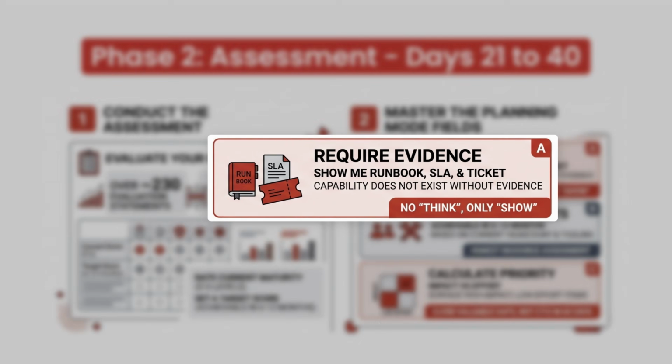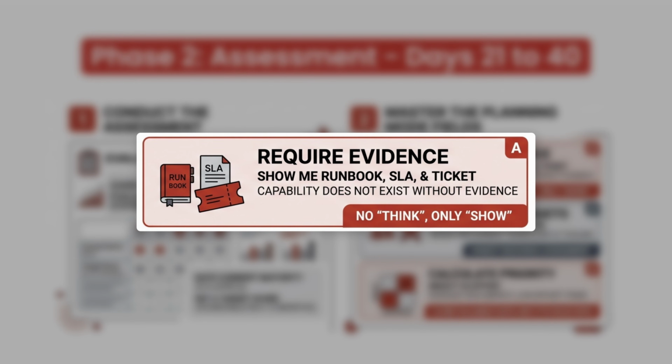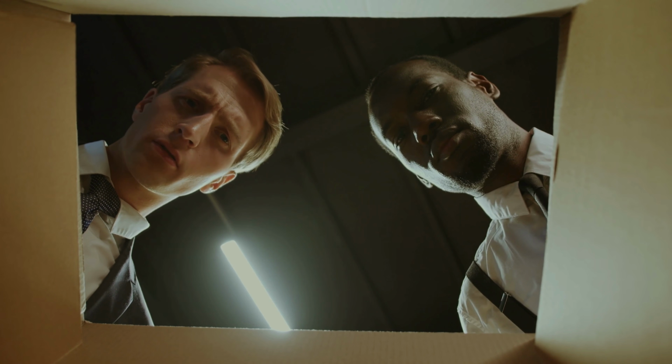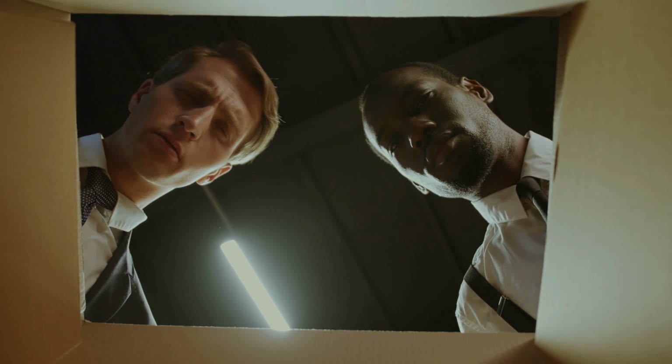First, we have evidence, not what we think we are doing, but show me what we're actually doing. Show me the runbook, the documentation, the processes your team follows. Show me the SLAs. Show me the ticket. If you can't point to evidence, the capability doesn't exist at an accessible level. This field alone destroys comfortable self-assessments.